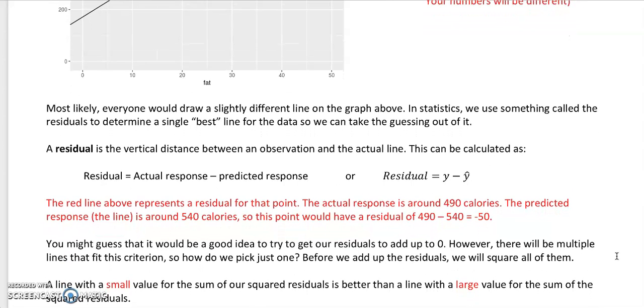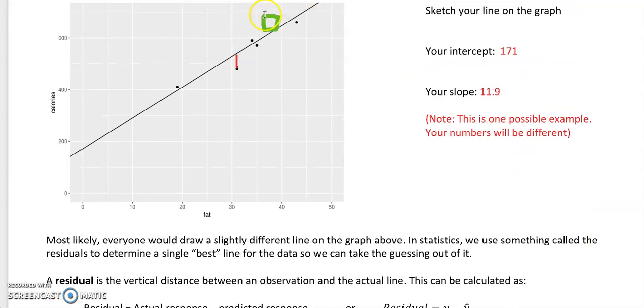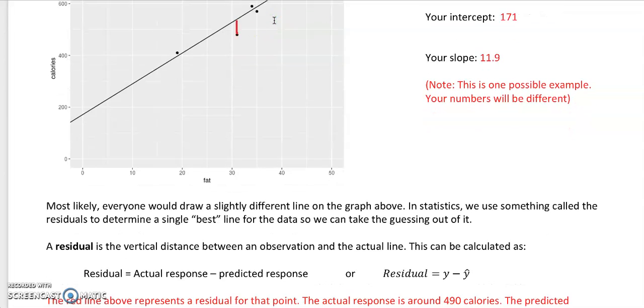And so a line that has a small value for that is going to be better than a line that has a large value. And you can think of this green box representing a squared residual. So I kind of covered it up, but there was a point right here. And so here's my residual. I just turn that into a square. And I want a line that would make all of these boxes as small as possible.